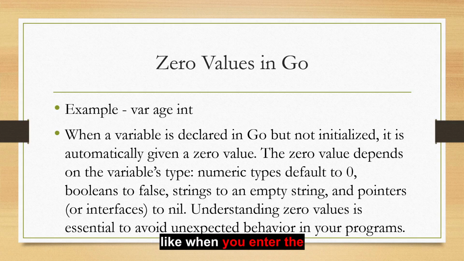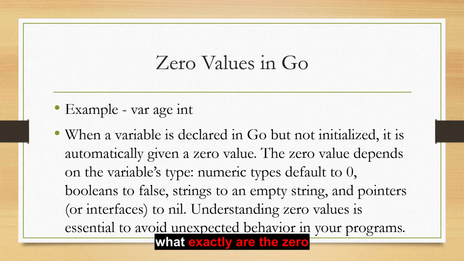So think of it like when you enter a classroom, no one assigned you a seat, but the teacher already gives you a default bench to sit on. That's what Go is doing, giving your variable a safe default starting point. This is really useful, especially when you are working with a big program, because it prevents weird behavior from uninitialized variables, and as a beginner it saves you from a lot of confusion. So next time you forget to initialize a variable, don't worry, Go's got your back with zero values.